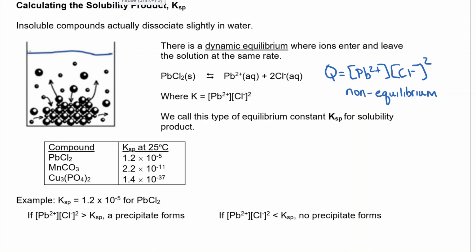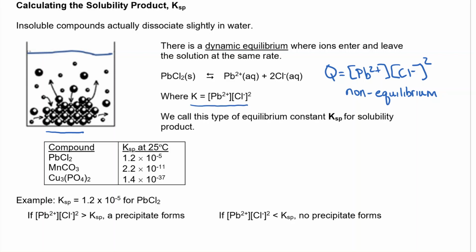This is calculating the solubility product, or Ksp, for AP Chemistry. What I have here is an image of lead 2 chloride in equilibrium with its ions. Now, lead 2 chloride is considered an insoluble compound, but we can see that it is actually dissociating slightly in water. And we can write an equilibrium expression for this, which I have shown right here.